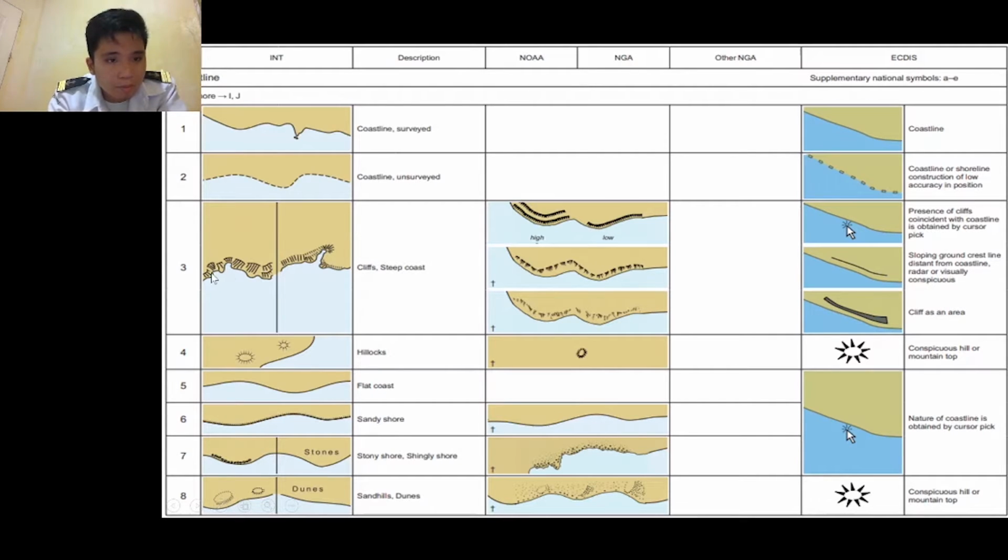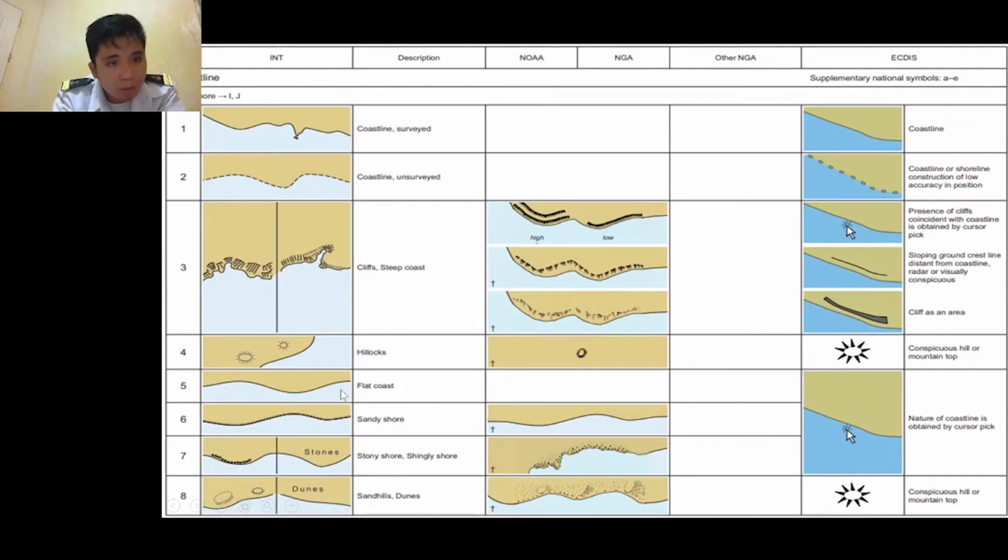This one is the cliff. We see here lines. Then here we have the steep coast. It doesn't have a straight line which connects all of them like the cliffs. Then we have here the hillocks. It's like a sun with many rays. It is hollow in the center.